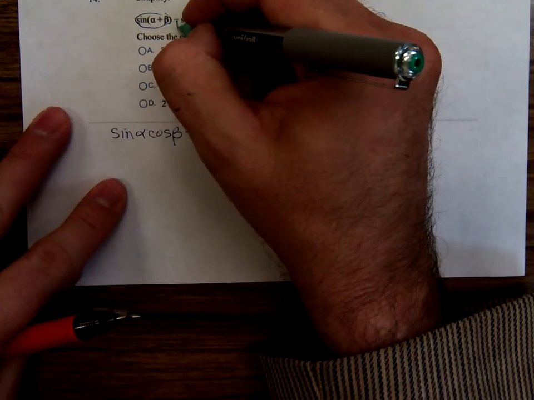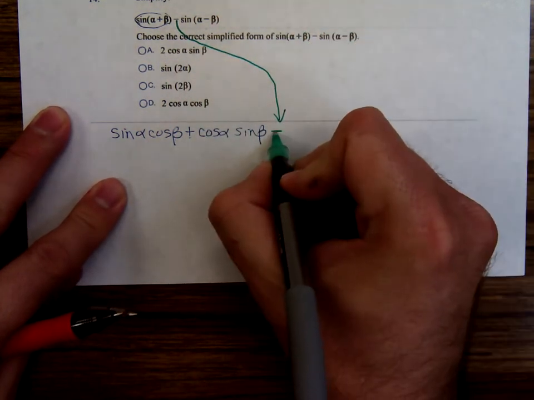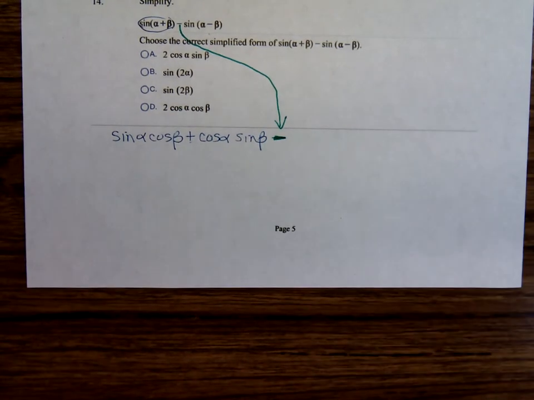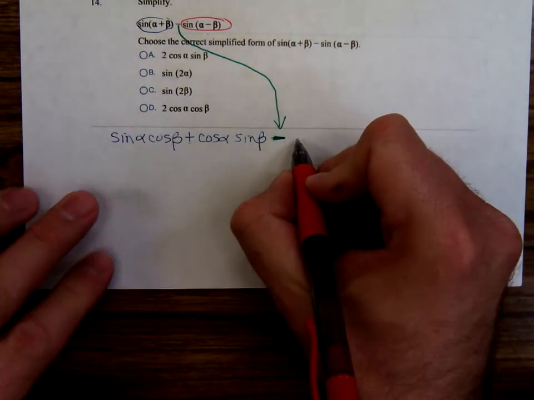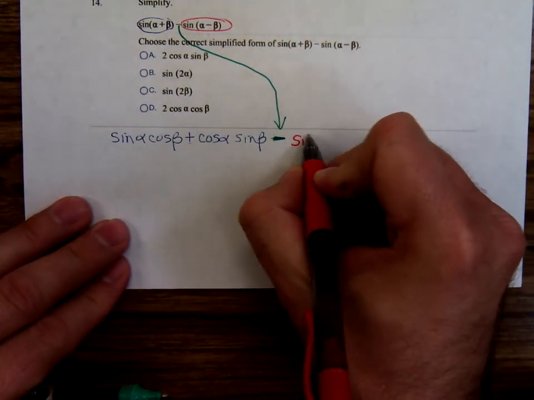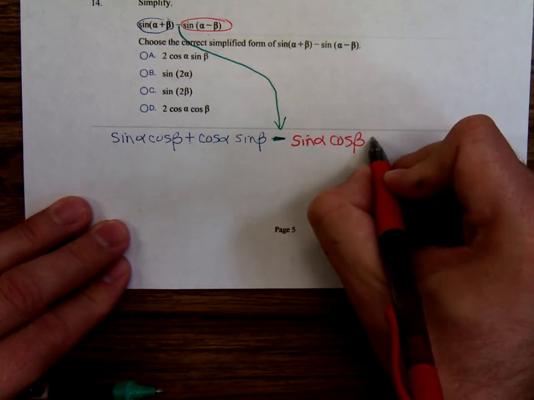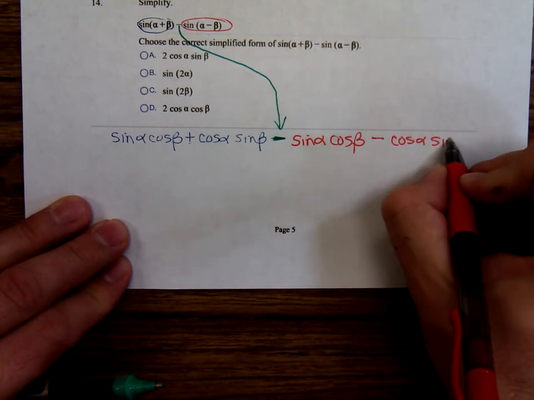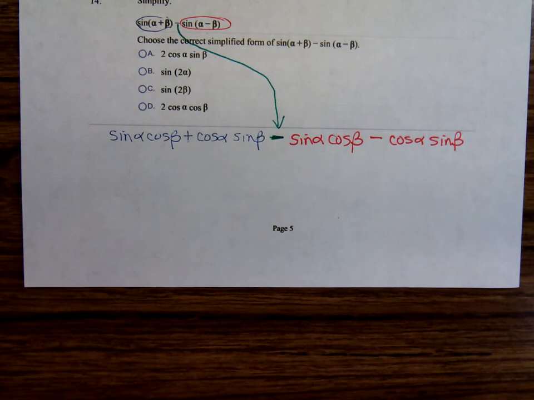Here's this minus. I'm going to write in green right there. And in red, I'm going to write out sine alpha minus beta. So that would be sine, cosine, same symbol, cosine, sine. But the way I have it written right there isn't really correct.